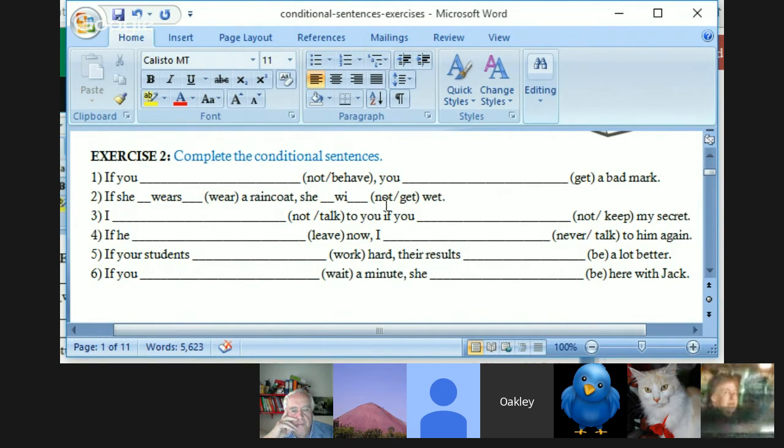What is the contraction of will not, Dawn? No. Won't. She won't get wet. She won't get wet. All right. That's it.